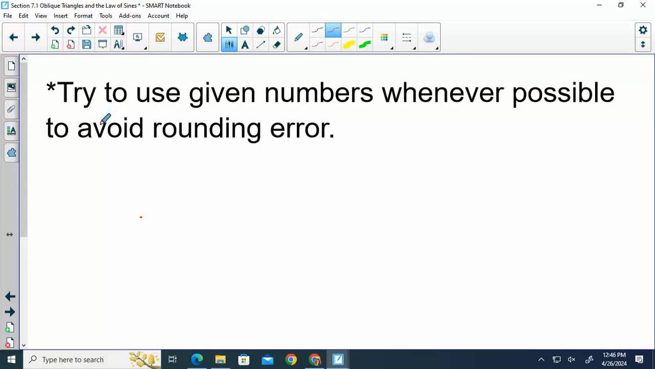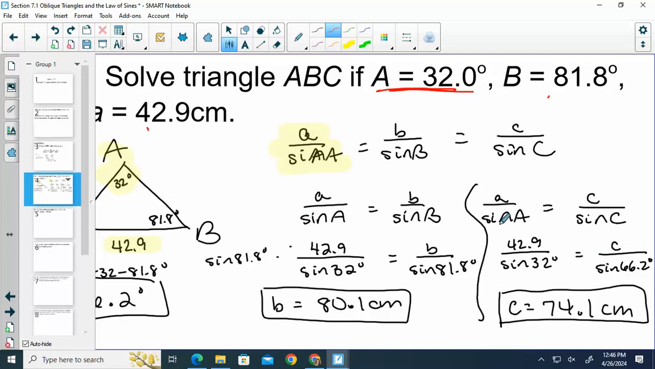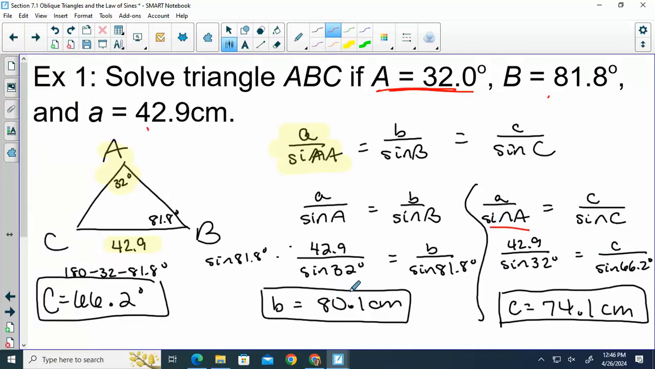My next other suggestion: try to use the given numbers whenever you can to avoid rounding error. So like right here, I went back to the A over sine A instead of using the B that I found. It should be the same, but there is a little more rounding error. So if you can use original problems, that's best.